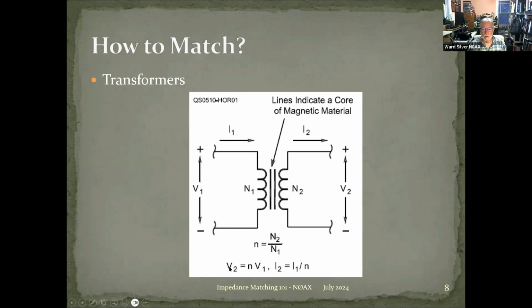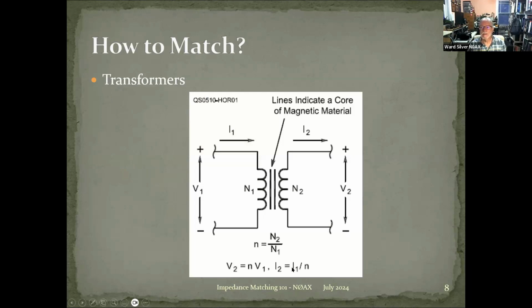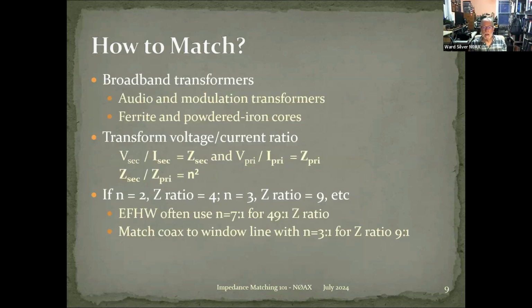And you can see that voltage changes. The voltage out is equal to the turns ratio times the voltage in, and the current out is equal to the current in divided by the turns ratio. So remember, impedance is the ratio of voltage to current. So if we change that ratio, we're also changing the impedance. You can get broadband transformers for RF and audio and modulation, and they often use ferrite and powdered iron cores to do their magic.